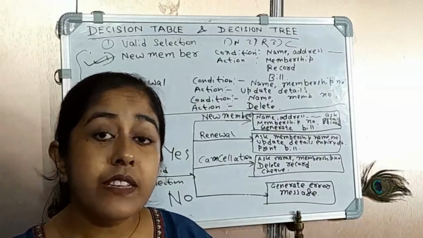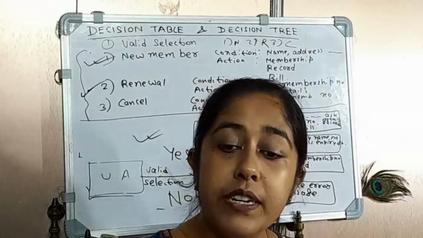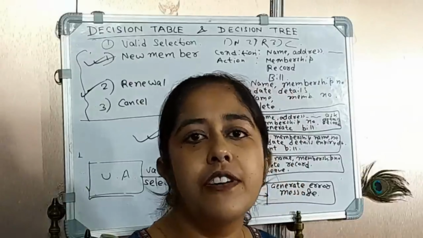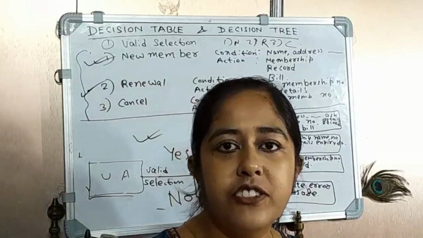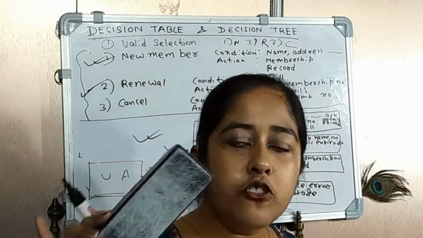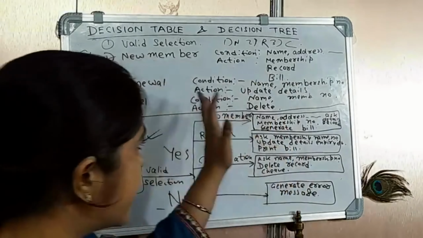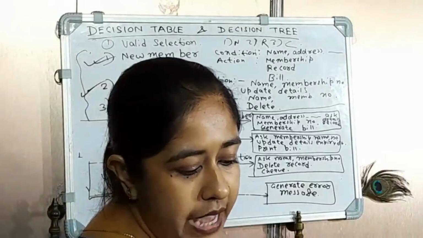Now this is the graphical representation of our particular processing logic, whatever is going to be processed in our software. What is the processing? Some conditions are there and some actions are taken by us. So this whole process is shown in a graphical representation, that is our decision tree.